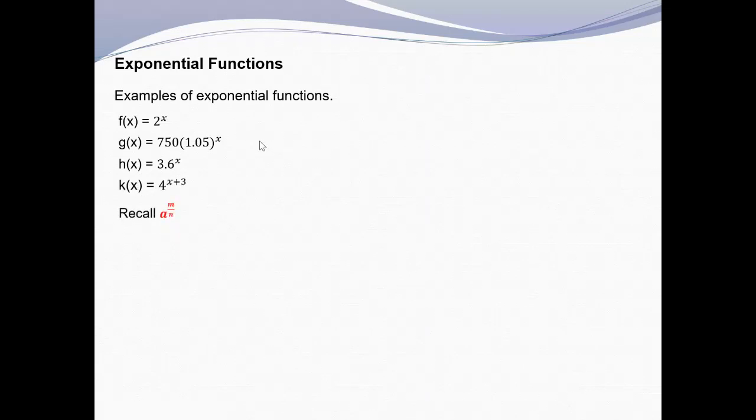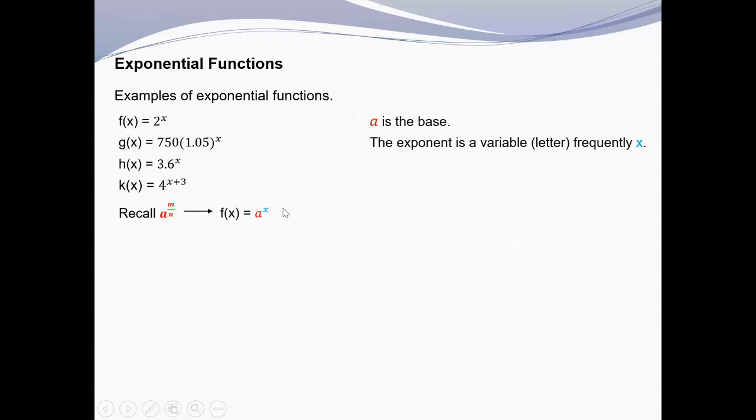Okay. Now recall the base to the power of m over n is the same thing as a to the f of x. This is an exponential function right here. This will be similar to this right here. Now, a is the base. The exponent is a variable letter. The exponent is always like a letter. Most of the time it's x, but in this case, it was m over n. It can also be an exponent.